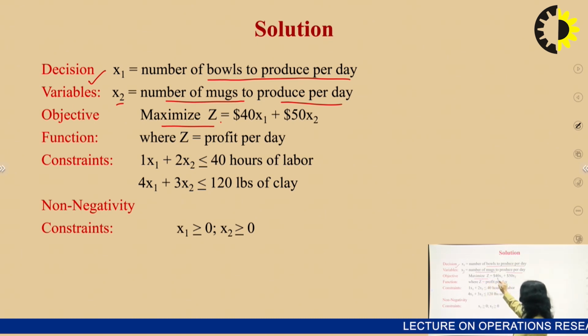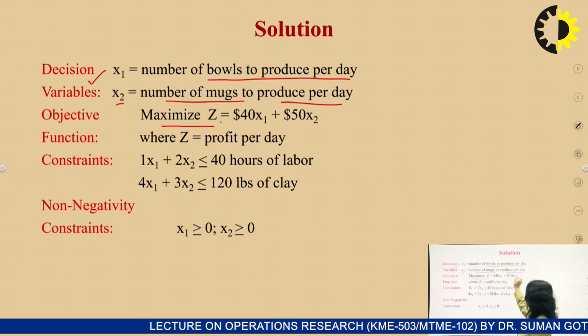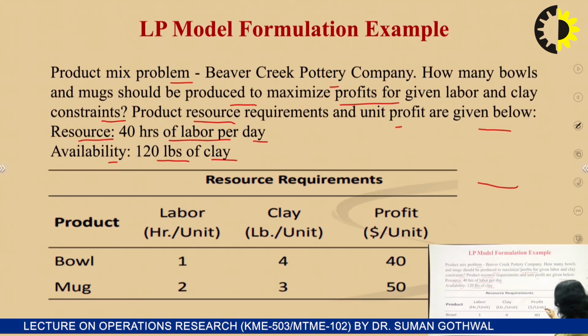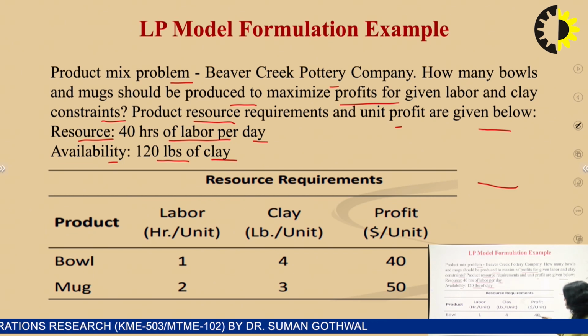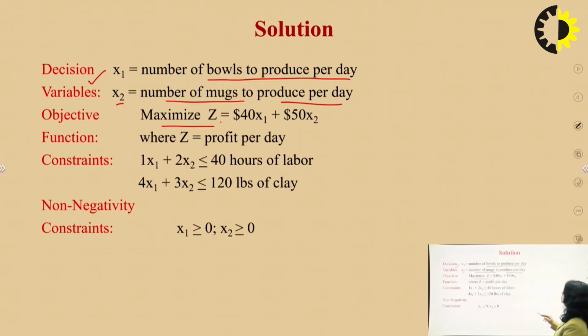Now this is 40x1 plus 50x2. So x1 is the number of bowls produced per day and x2 is the number of mugs to be produced per day. 40 is given here. The 40 is the profit for the bowls and the 50 is the profit for the mugs. So these terms 40 and 50 come from here. So we can write down our objective.